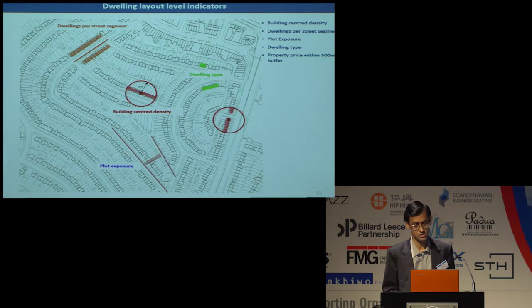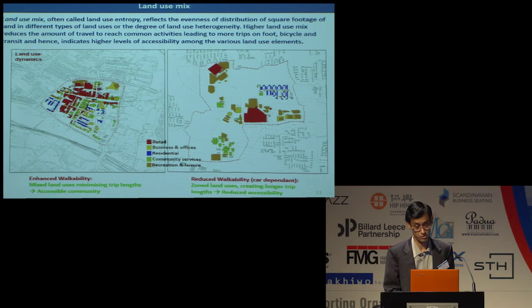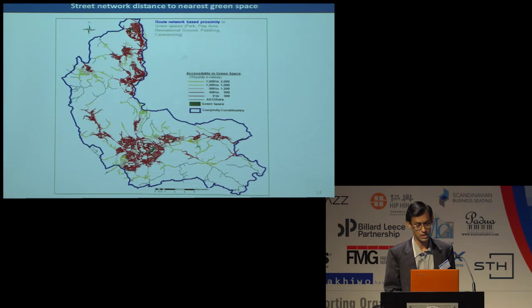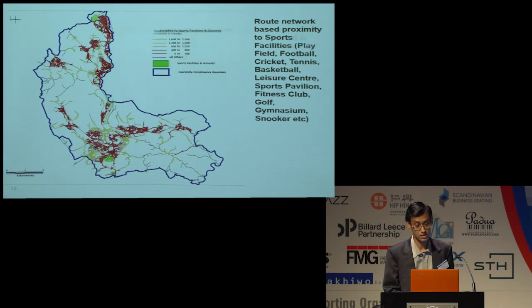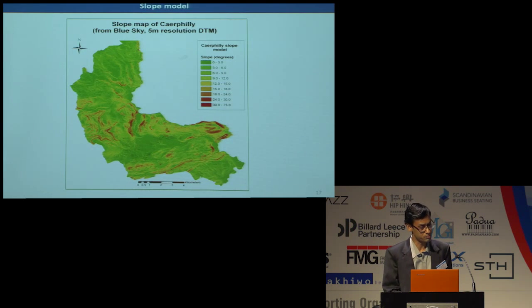These are some of the measures: building center density, dwellings per street segment, plot exposure, dwelling type, property price, land use mix or land use heterogeneity, and street network distances to the nearest green spaces. We are measuring network distance with respect to each and every individual's dwelling location, which is an individual level measure. Network distance to various categories of medical healthcare facilities, and network distance to sports facilities. Slope is important in Wales, so variability in slope, that is one standard deviation variability in slope within a 1 kilometer street network buffer.